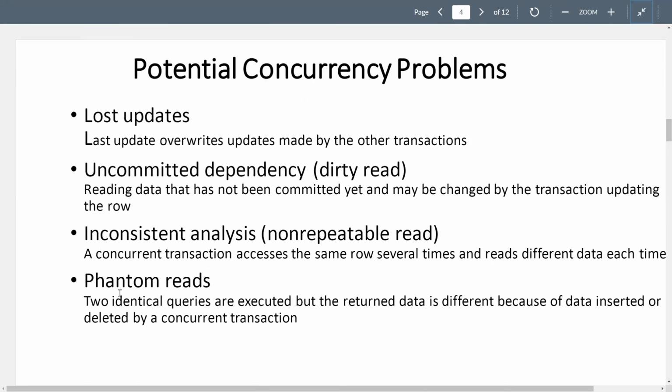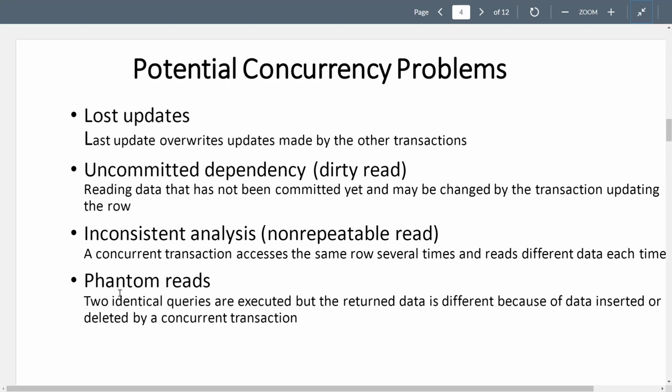If we do not protect our data, when the data is being changed, then we will have concurrency problems. Okay, so when people talk about concurrency problems, usually they are talking about these problems. We have lost updates, meaning the last update will override previous updates, and then transactions who have made previous updates may not be even aware their changes have been overwritten. So it's a big problem.